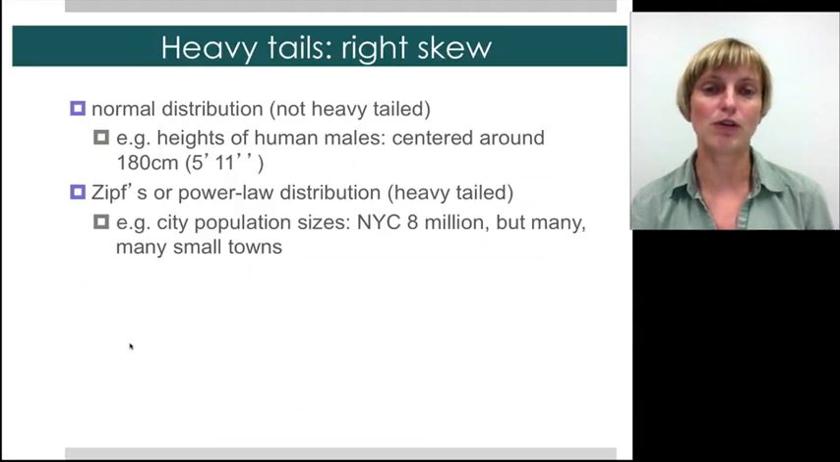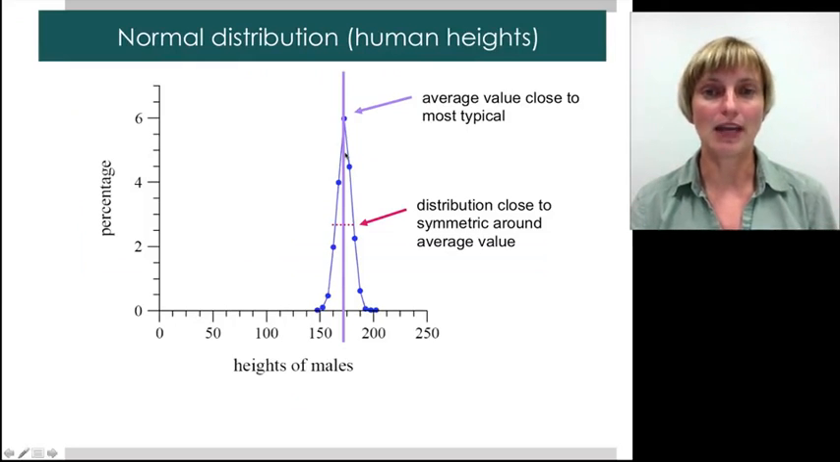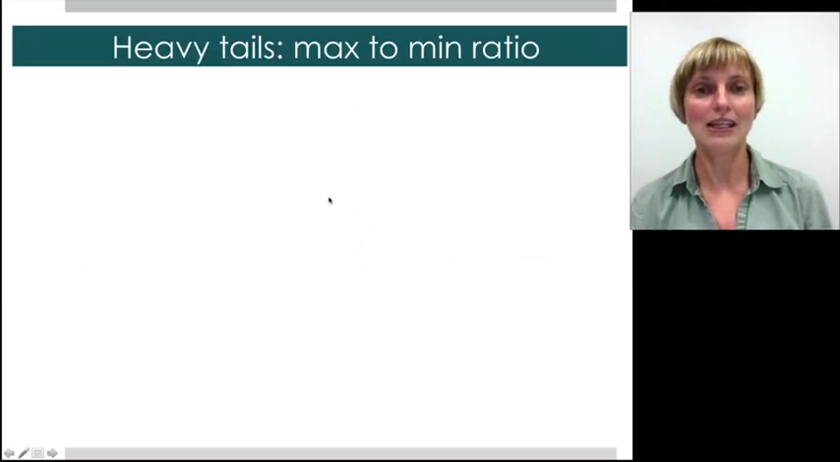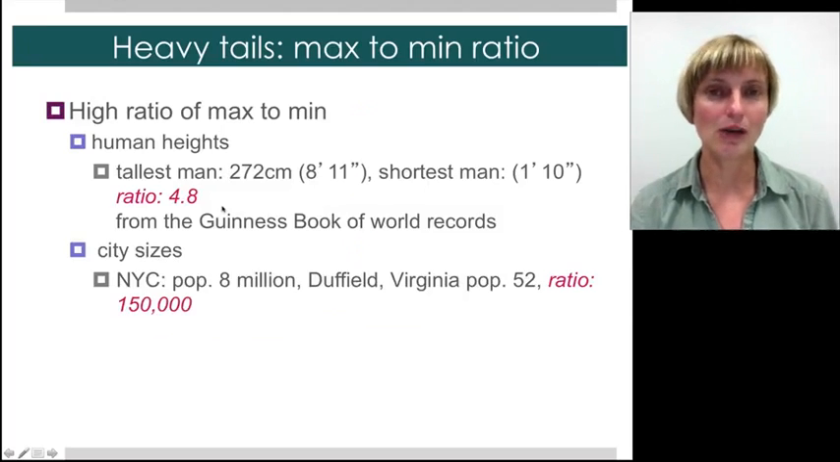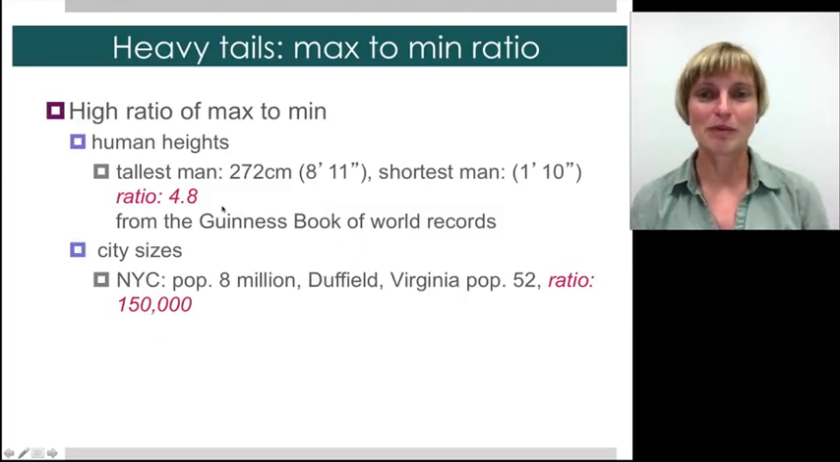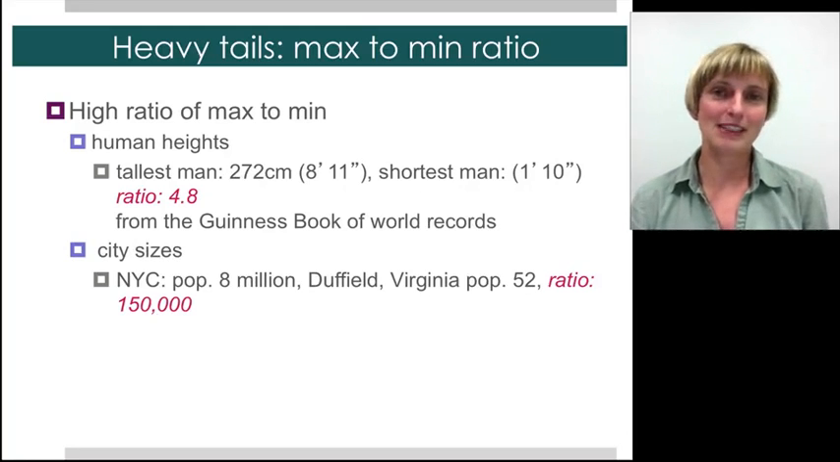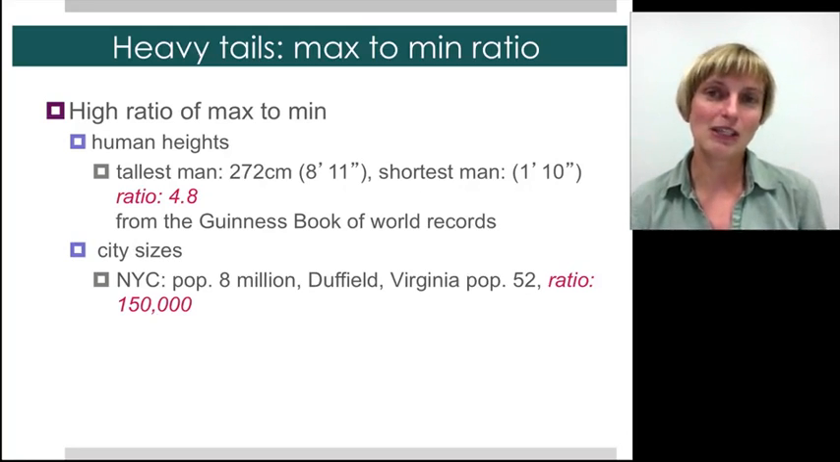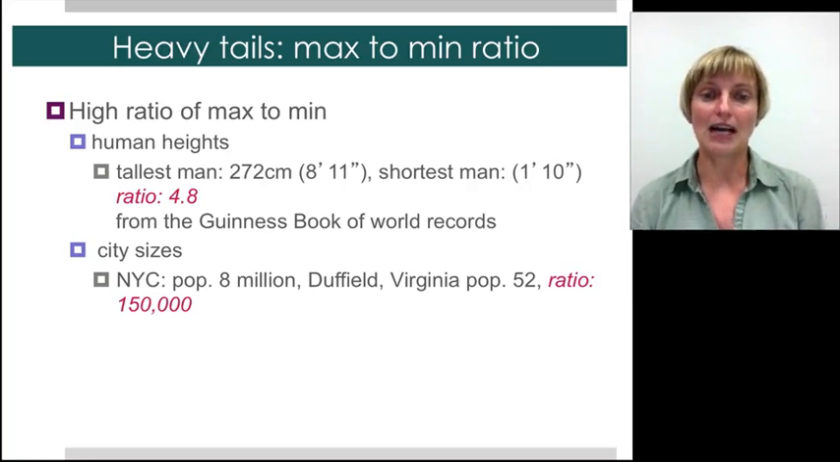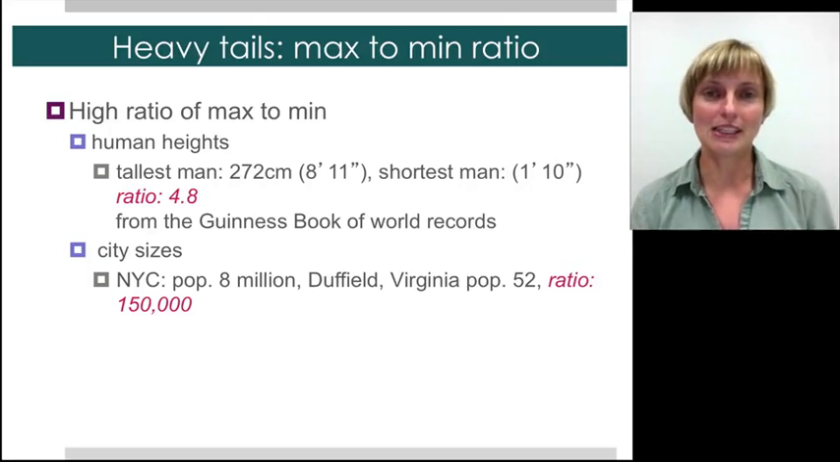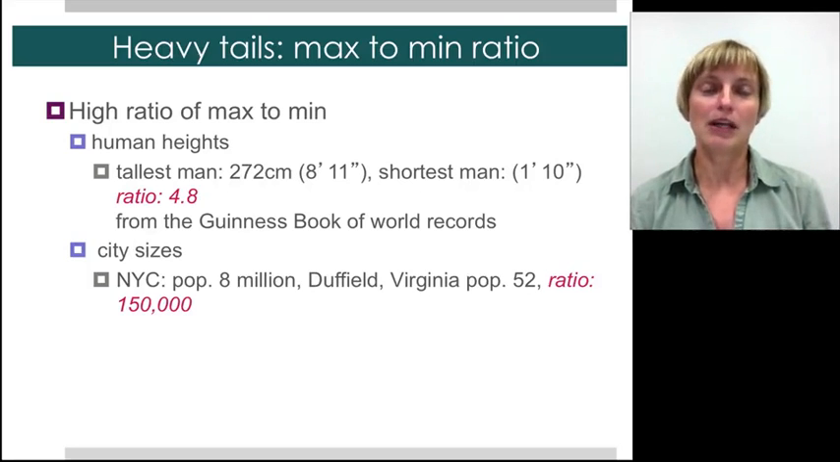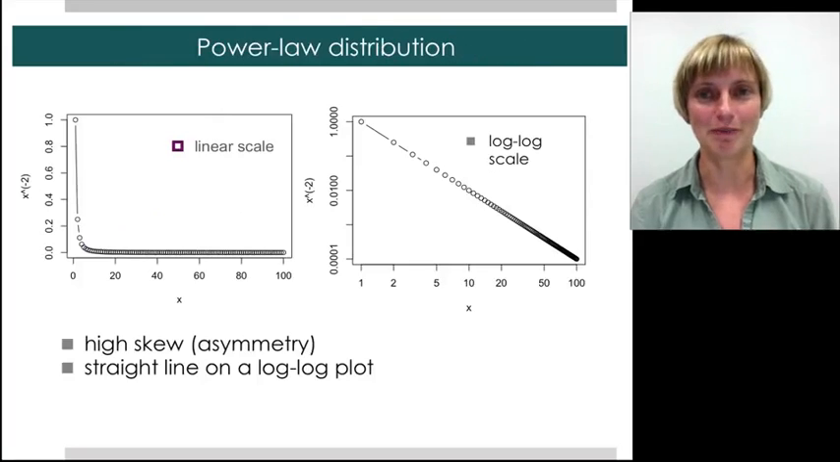Power laws are different from the normal distribution. The normal distribution looks something like this. You have the average height for a human male, and some are taller and some are shorter. And if you look at the max to min ratio, even looking at the Guinness Book of World Records, the tallest man is only several times taller than the shortest man. On the other hand, if you look at a city like New York City, it's 150,000 times larger than a small town of Duffield, Virginia.